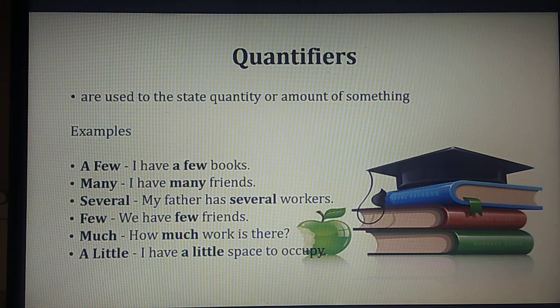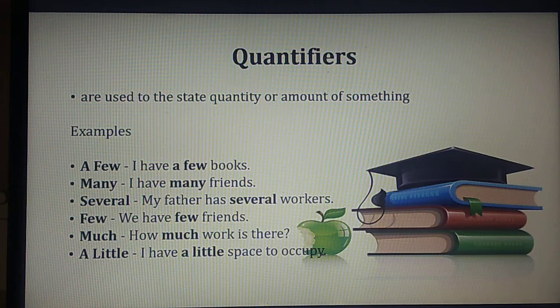I have many friends. Same here. Friends are many in nature. So I have used many as my quantifier determiner. My father has several workers. We have few friends. How much work is there? I have a little space to occupy. So in each case, if you see, there is a noun, and before a noun there is a determiner in the form of quantifiers.